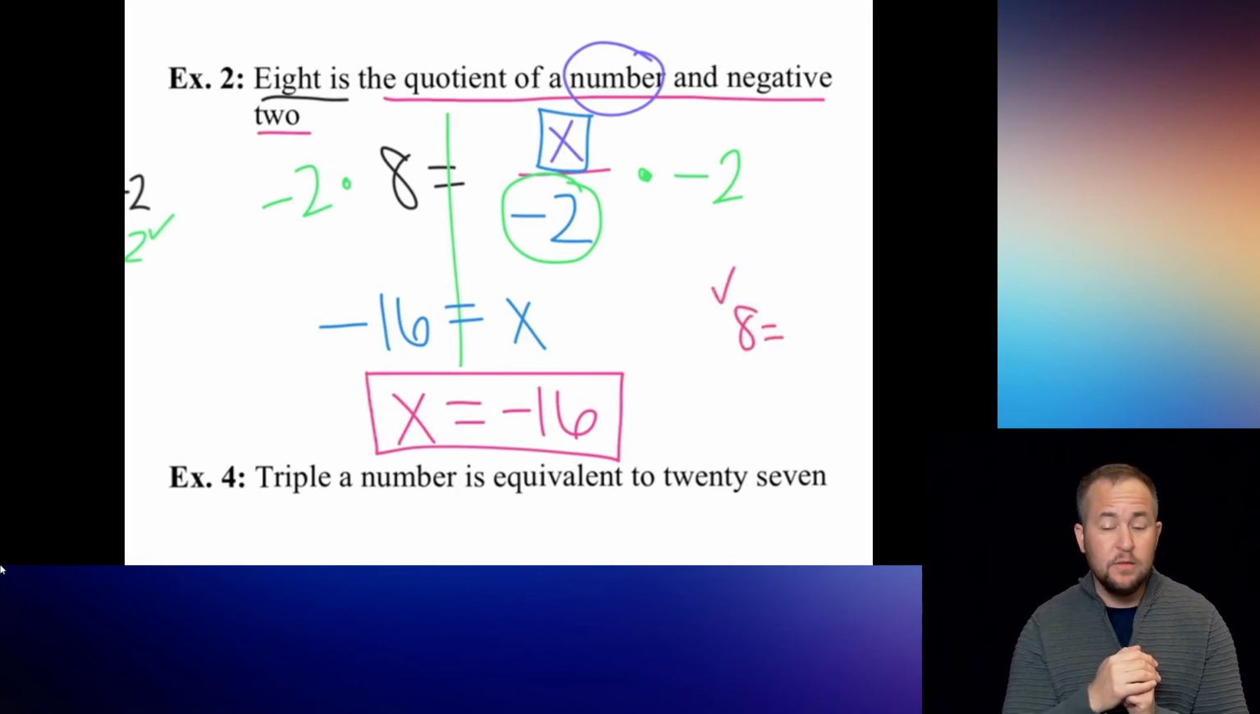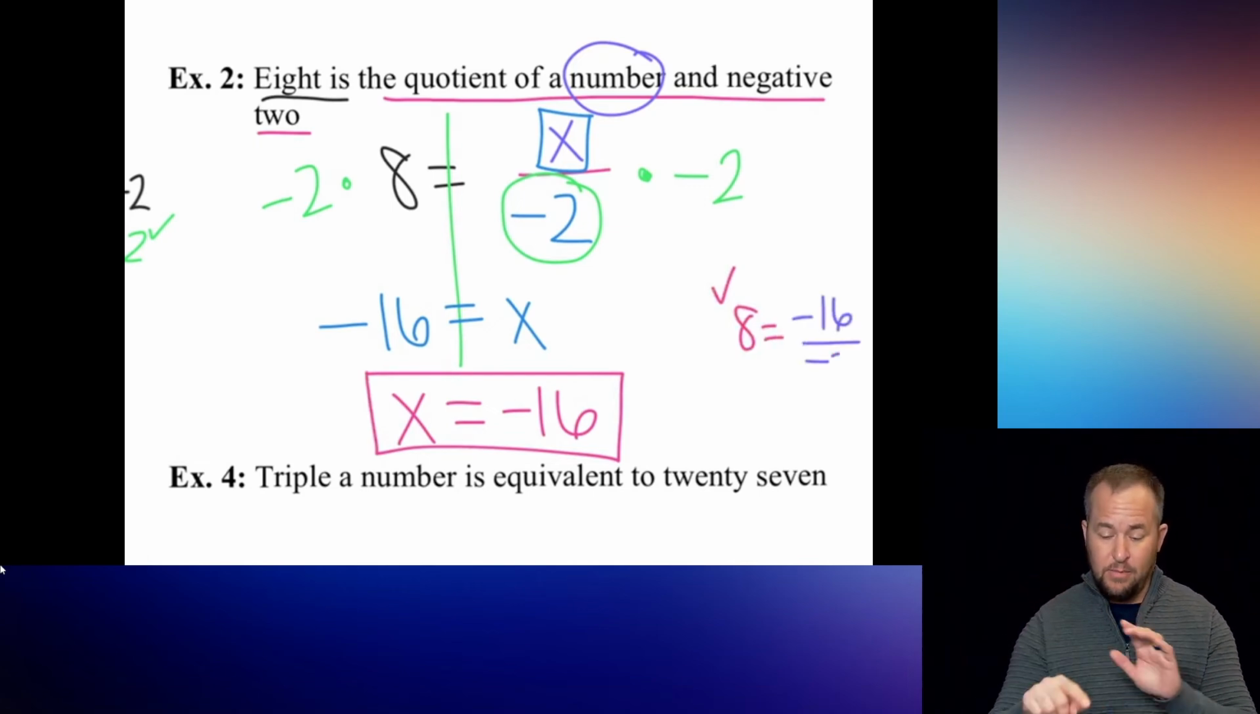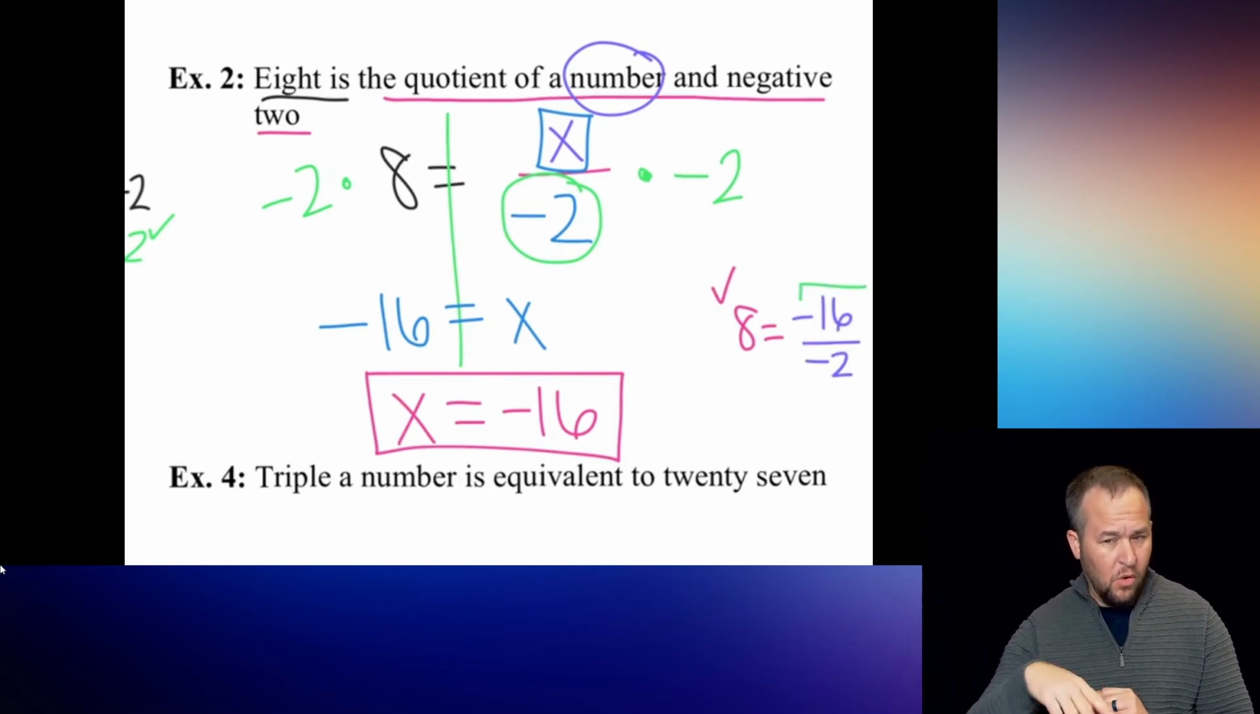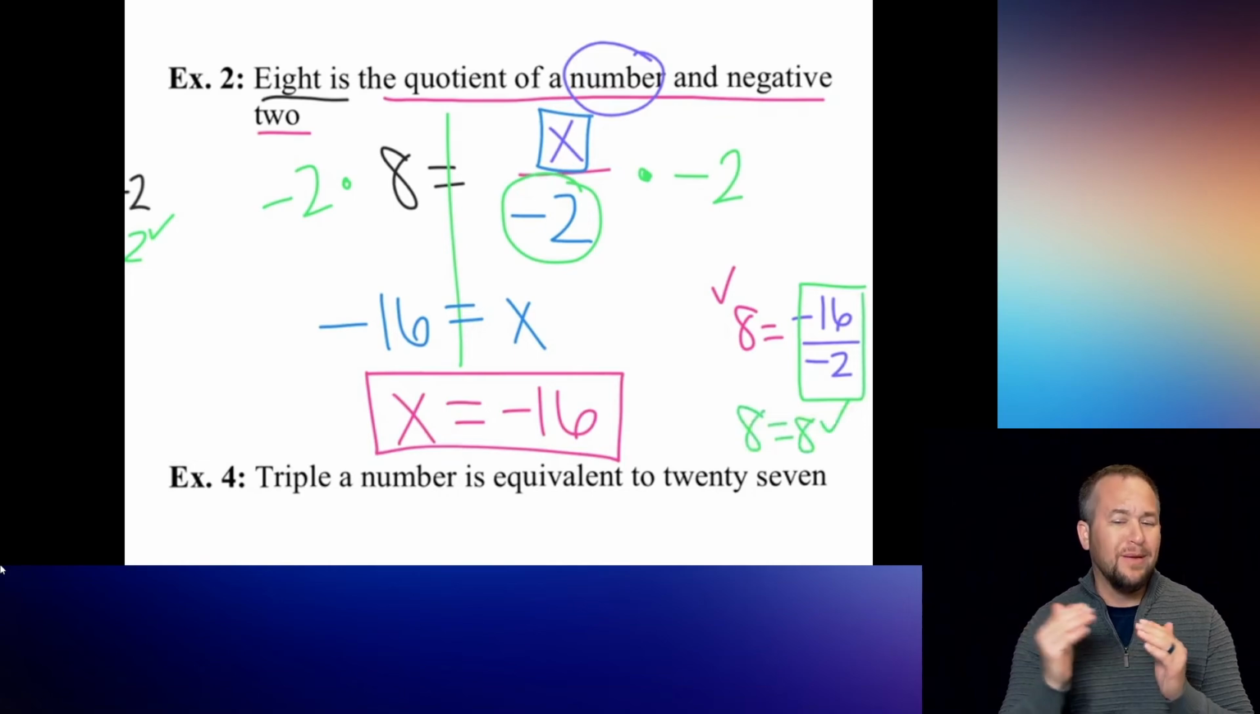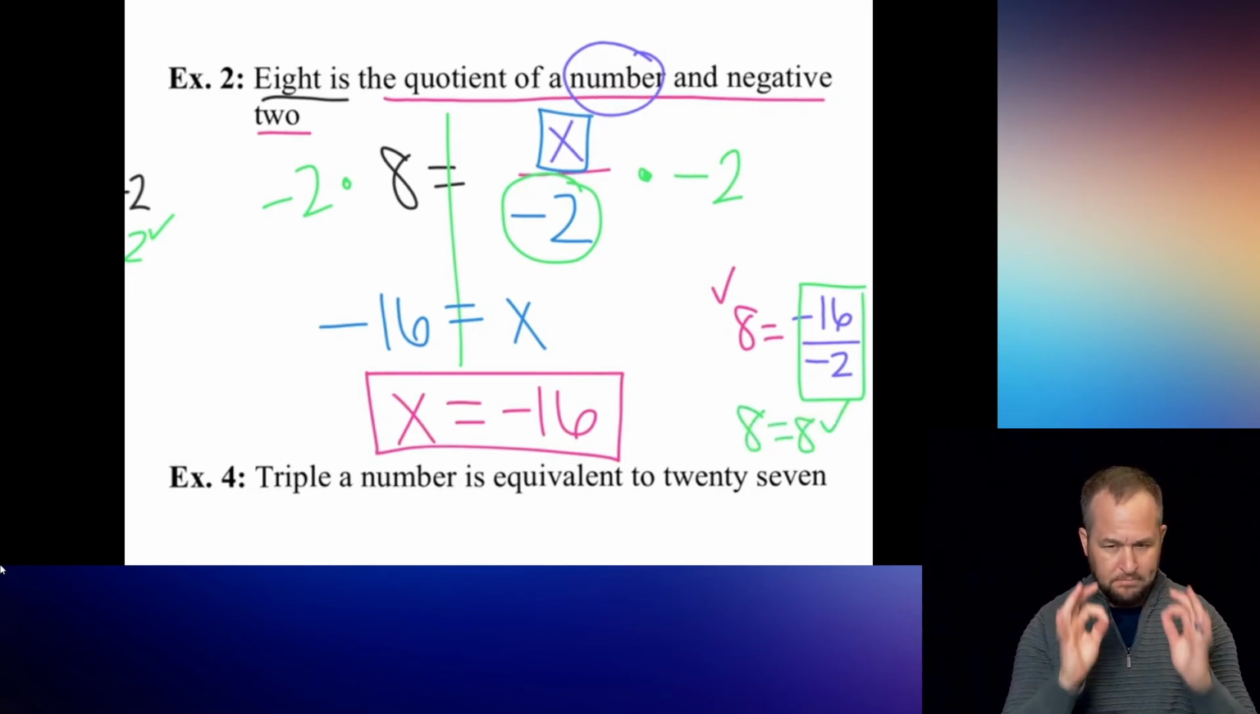8 equals, instead of using x, I'm going to replace it with negative 16 divided by negative 2. I know that right here, negative 16 divided by negative 2 does in fact equal 8, so this checks out. All right, moving right along.